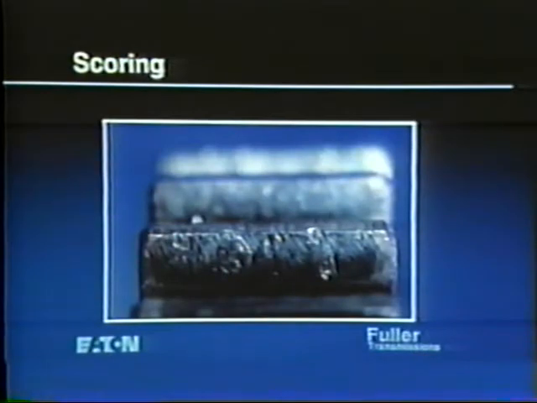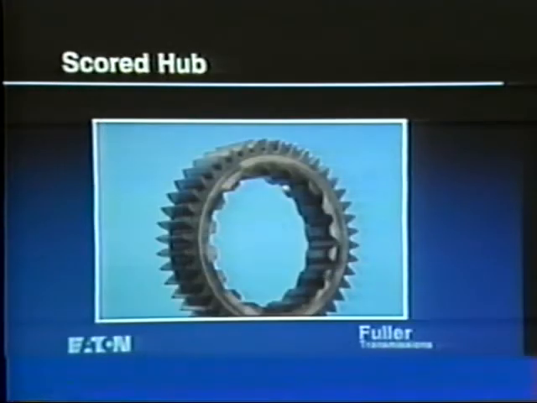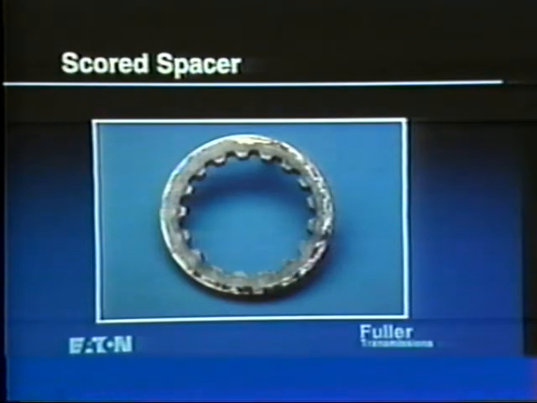Scoring and galling can be found any place where two machined surfaces are working against each other. High temperatures are produced as the surfaces slide over each other, causing the metal to soften. The softened metal is then smeared across the surface. Also, look for scoring on machined faces of gear hubs and on mainshaft washers and spacers. The advanced stage of scoring, in which large areas of metal have been softened and smeared across the surface, is referred to as galling.